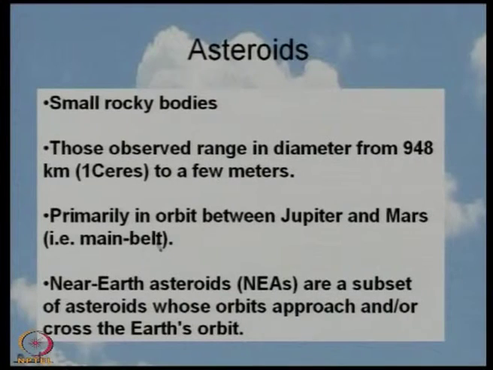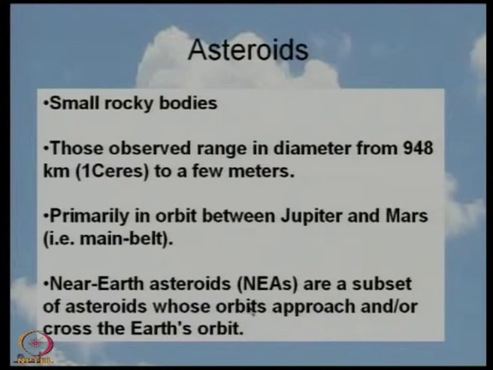Okay. So, the asteroids are mainly in orbit over there, and this region is called the main belt. So, the asteroids here are residing in the main belt. Okay. In addition to this, there are various other kinds of asteroids.